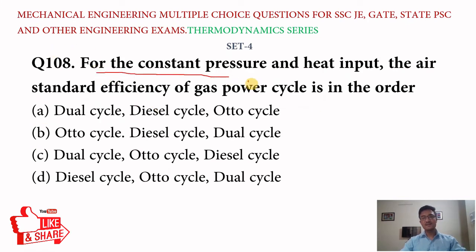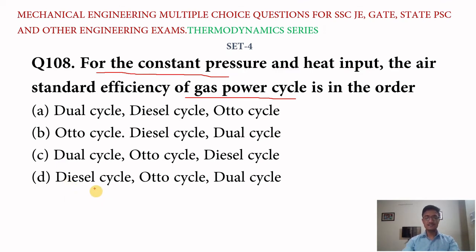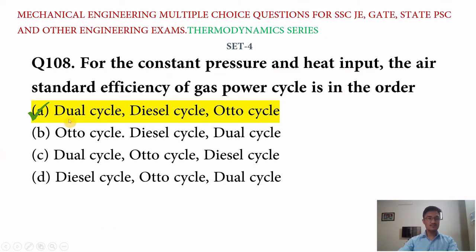For the constant pressure and heat input, the air standard efficiency of gas power cycles is in the order of, we have four options: Option A, Joule cycle, then diesel cycle, then Otto cycle. Option B, Otto cycle, diesel cycle, then Joule cycle. Option C, Joule cycle, Otto cycle, and then diesel cycle. And option D is diesel cycle, Otto cycle, and then Joule cycle. So the answer is A, Joule cycle, diesel cycle, and then Otto cycle. Next question.